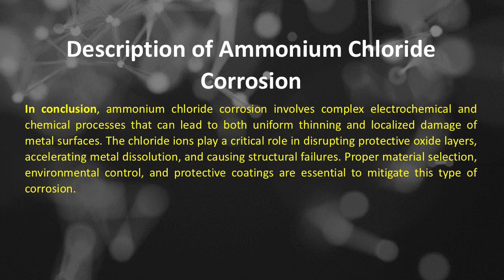In conclusion, ammonium chloride corrosion involves complex electrochemical and chemical processes that can lead to both uniform thinning and localized damage of metal surfaces. The chloride ions play a critical role in disrupting protective oxide layers, accelerating metal dissolution, and causing structural failures. Proper material selection, environmental control, and protective coatings are essential to mitigate this type of corrosion.